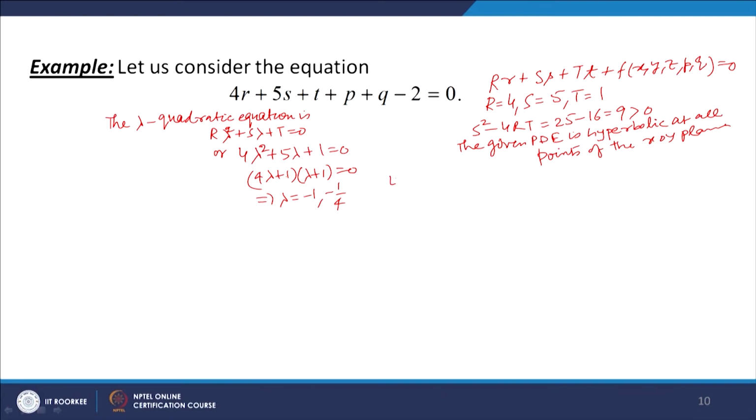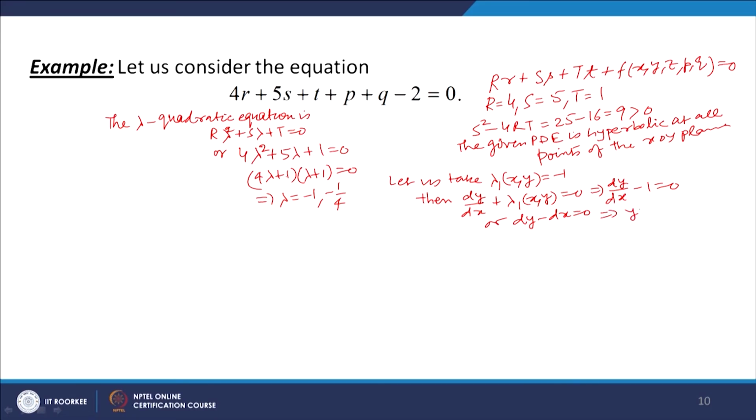Let us take lambda 1 to be minus 1. Okay. Then the characteristic equations are dy by dx plus lambda 1 x y equal to 0. So, this gives you dy by dx, lambda 1 is minus 1. So, this equal to 0, or dy minus dx equal to 0. So, we can find y minus x equal to some constant C1. Okay. So, this is one family of straight lines.